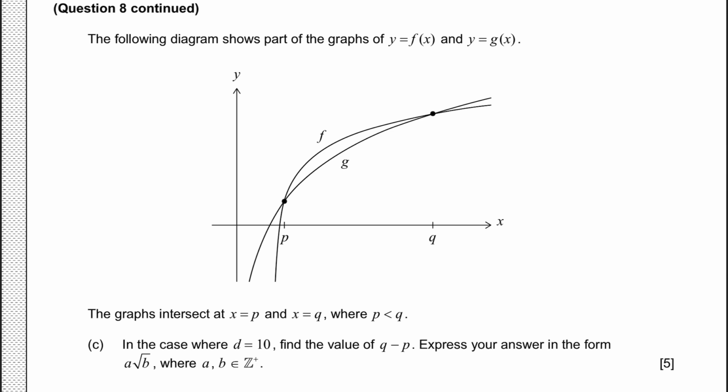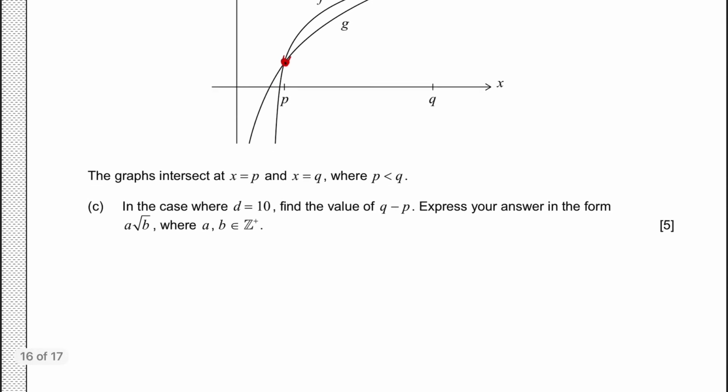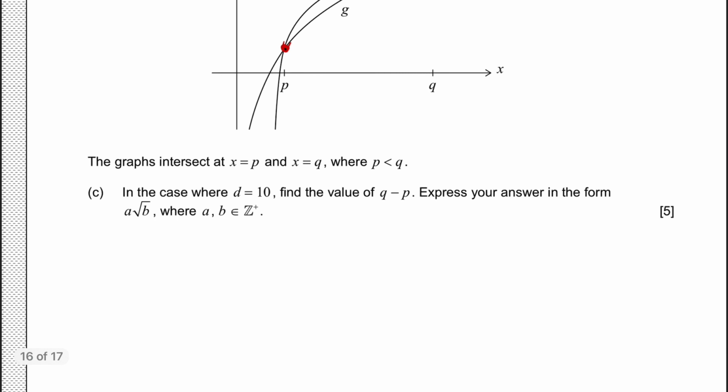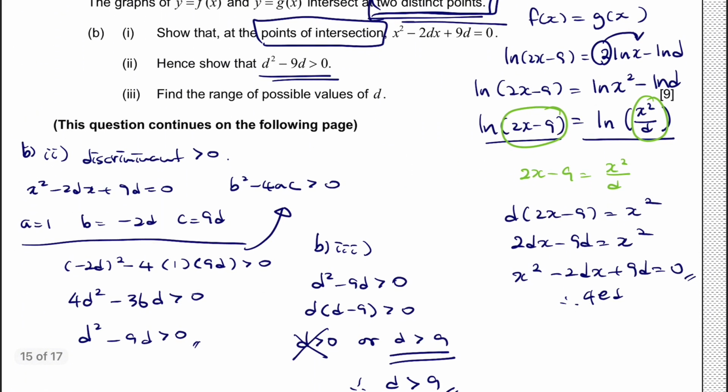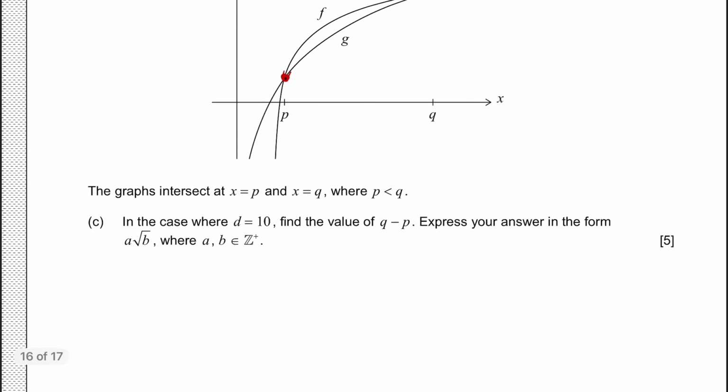Here we have a diagram that shows part of the graphs of y equals f of x and y equals g of x. And the graphs intersect at x equals p and x equals q. So you can see them here. These are the intersection points. So question C, in the case where the d value is equal to 10, we need to find the value of q minus p. Express our answer in the form a square root b, where a and b are positive integers. So from the previous question, we know that our equation is x squared minus 2dx plus 9d equals 0. So let's use this equation.